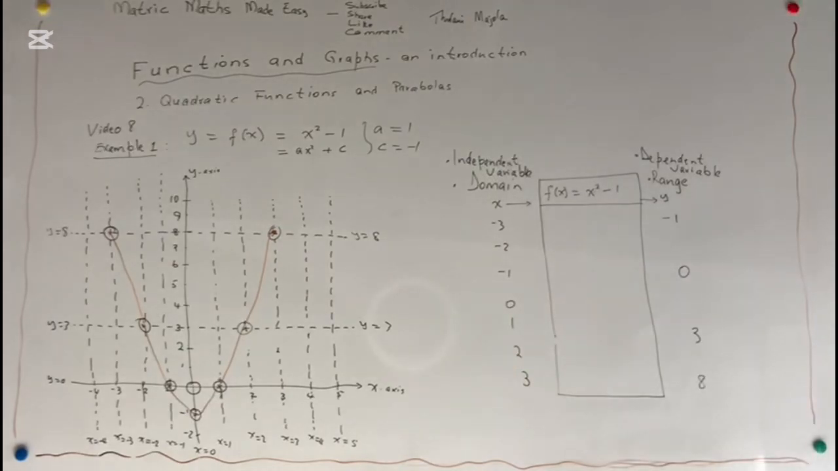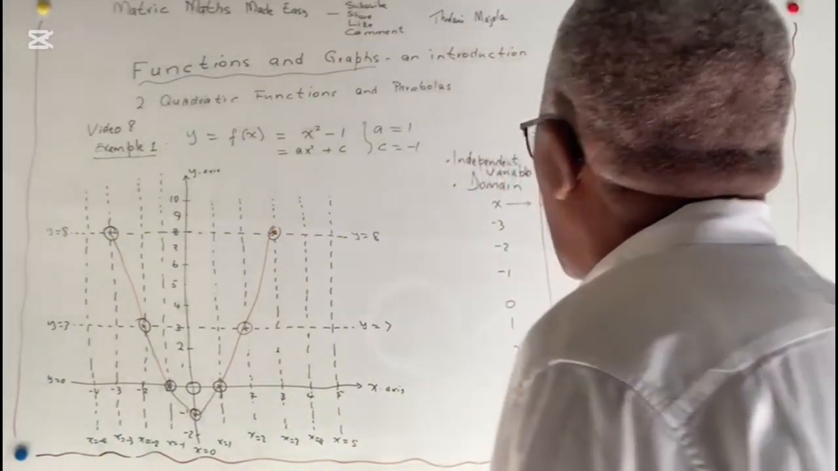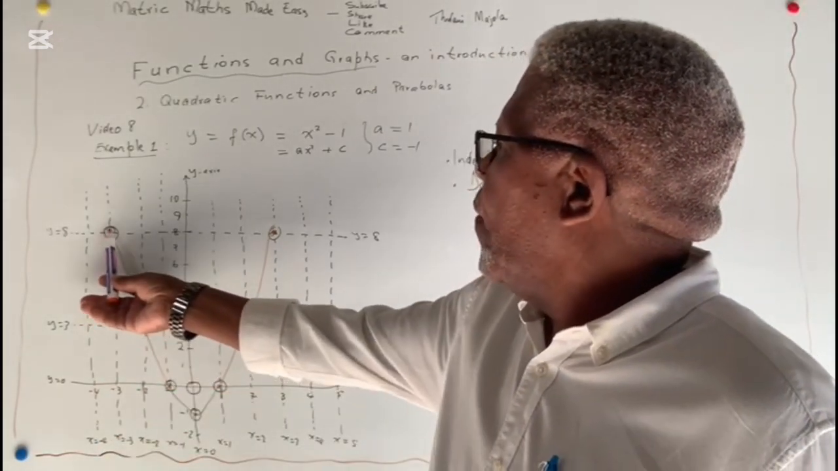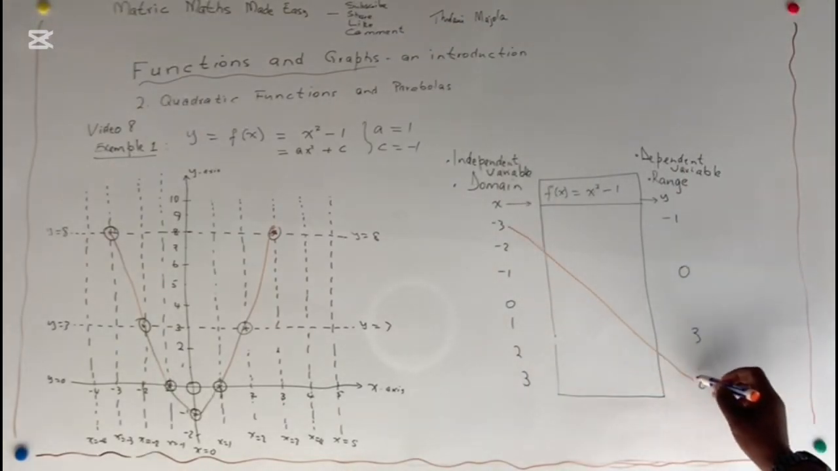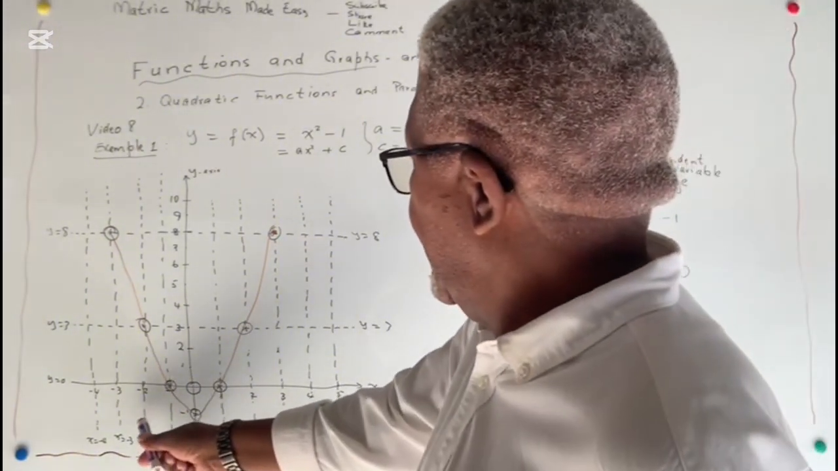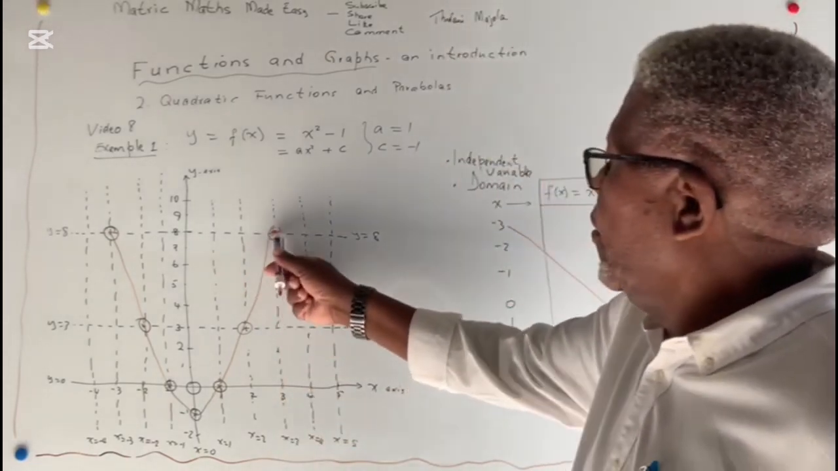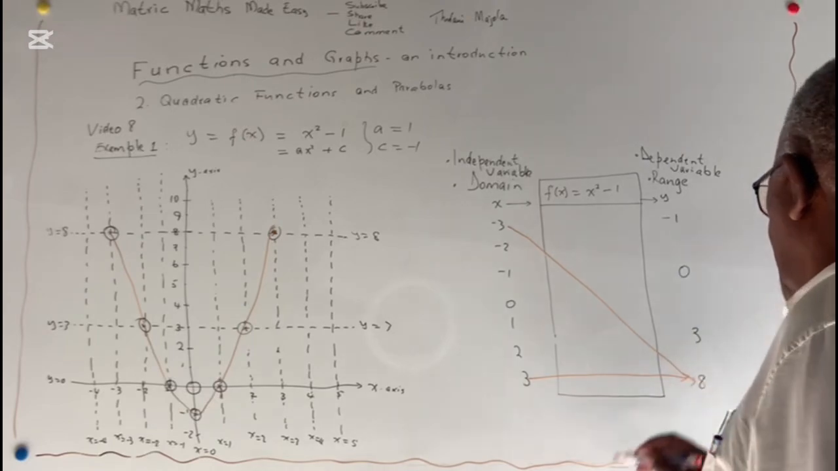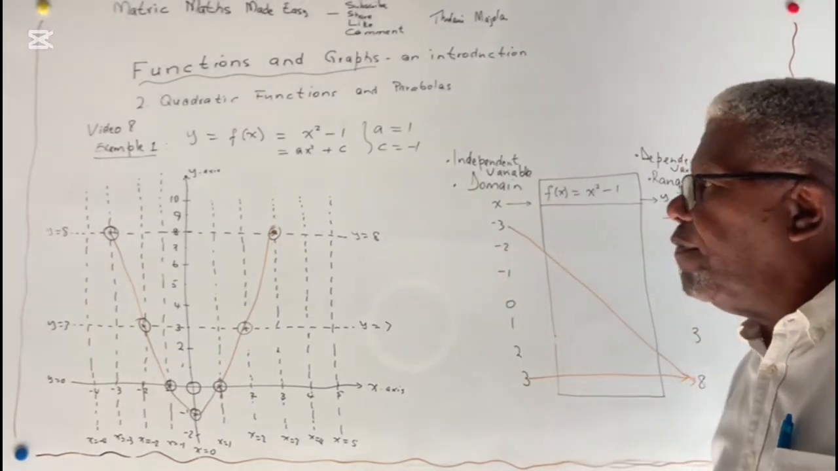Now, I just want to explain why we call it a function. Right now you see, when x is negative 3, y is 8. And when x is 3, you see also y is 8. So you're getting many x values giving you one y value.